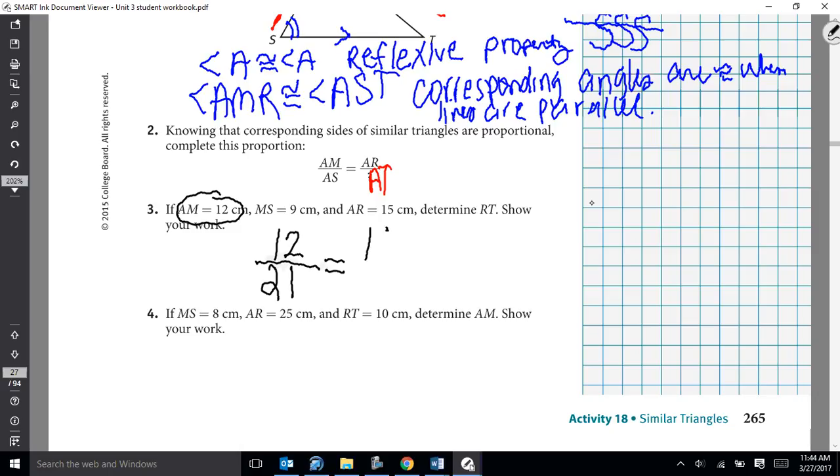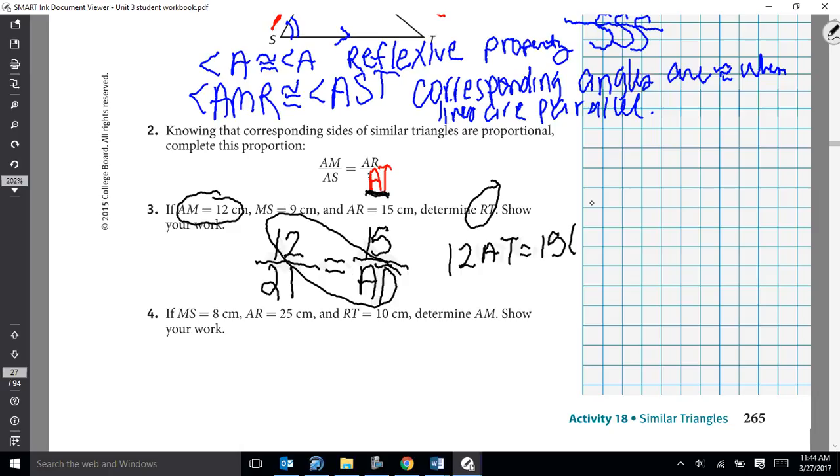AR is 15. So when we solve this, are we going to get RT? What are we going to solve this to get the length of? AT. So once we solve for AT, are we done? No, because we need to do a little backwards work because it's asking for RT. So doing this, what do we get for the length of AT? 12. So AT equals how much?